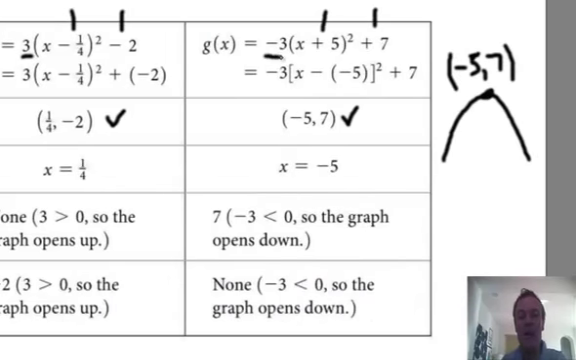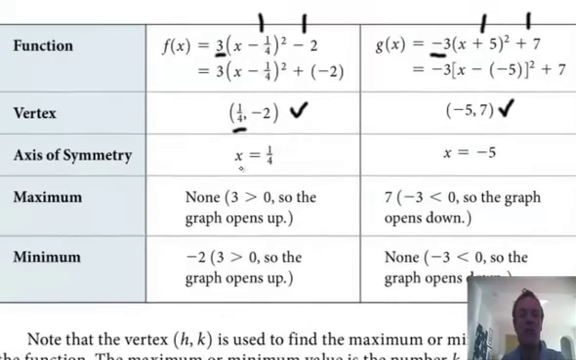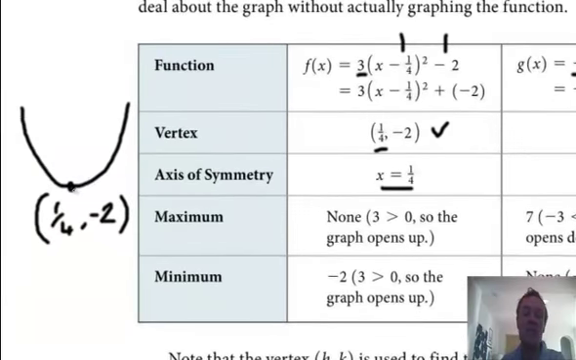This is going to be a maximum because it's got a negative in front of this x squared. So again, the vertex is still what I found, but it looks like this. So the axis of symmetry, the x coordinate, x equals 1/4, x equals negative 5. The minimum, this doesn't have a maximum, it's got a minimum, but it is the negative 2. There it is.